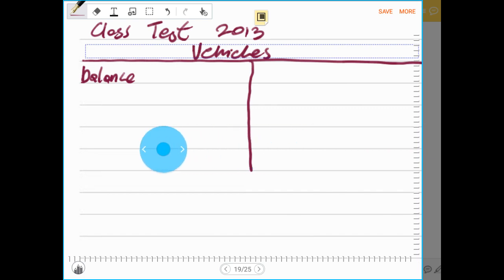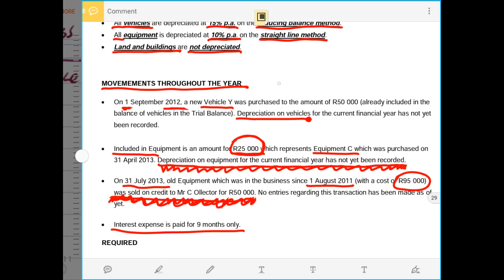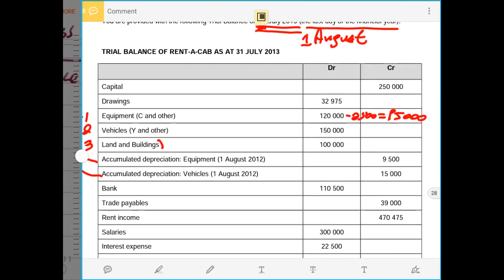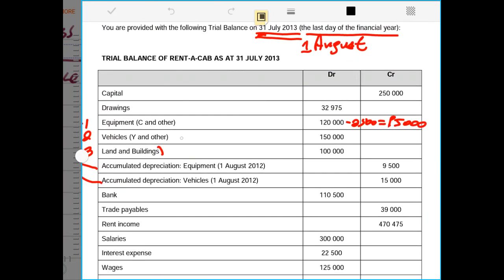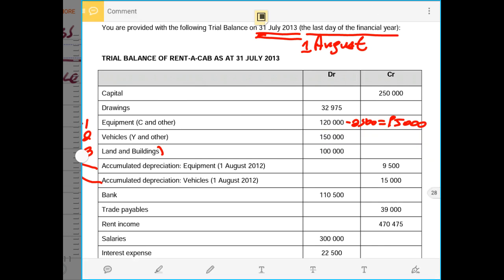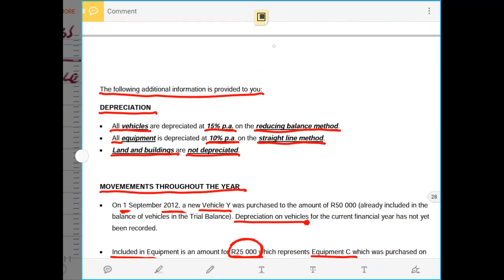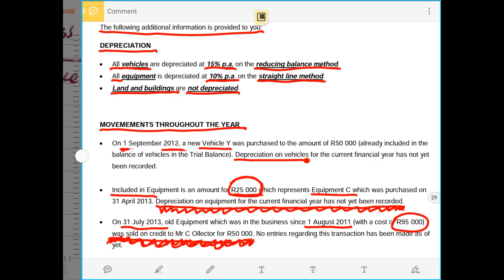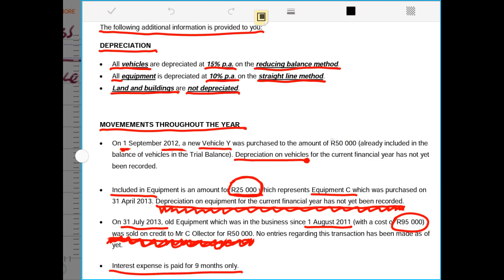So now the opening balance of the motor vehicles will be an amount of, let us check, how much our vehicles amount to. It is 150,000 rands. But remember, we subtracted 50,000 rands for vehicle Y, the vehicle that was acquired during the current financial year. Because in the adjustments, we were told that on the 1st of September, there was a new vehicle costing 50,000 rands, and it was bought during the current financial year. And they said this 50,000 is already included in the trial balance.